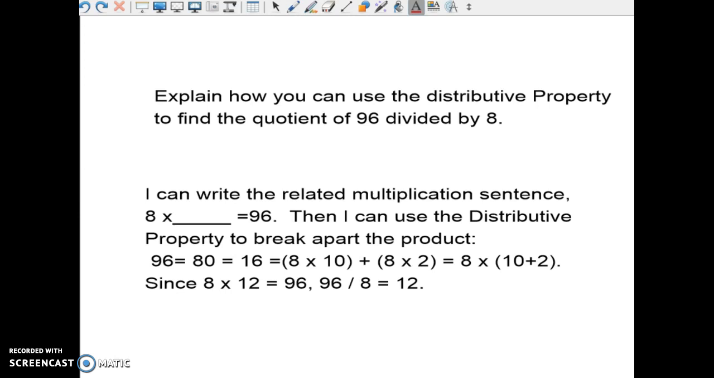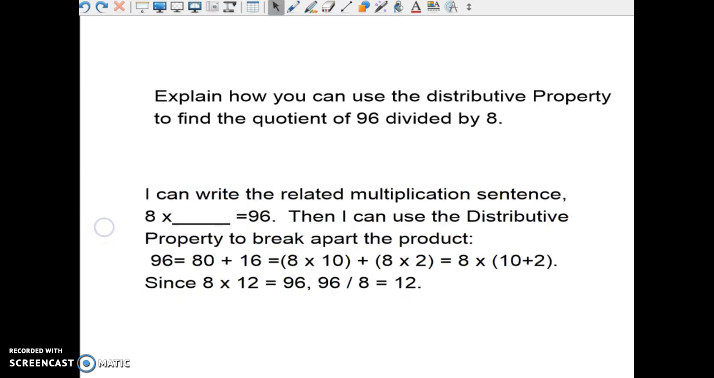So 96 can be equal to 80 plus 16, which is equal to, okay, I apologize, I got interrupted. I can write the related multiplication sentence, 8 times something equals 96. Then I can use the distributive property to break apart the product. 96 is equal to 80 plus 16 is equal to 8 times 10 plus 8 times 2 is equal to 8 times 10 plus 2. Since 8 times 12 is equal to 96, 96 divided by 8 is equal to 12.